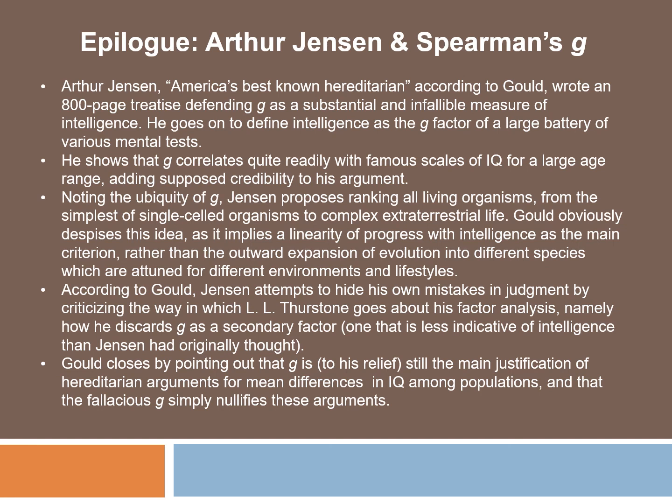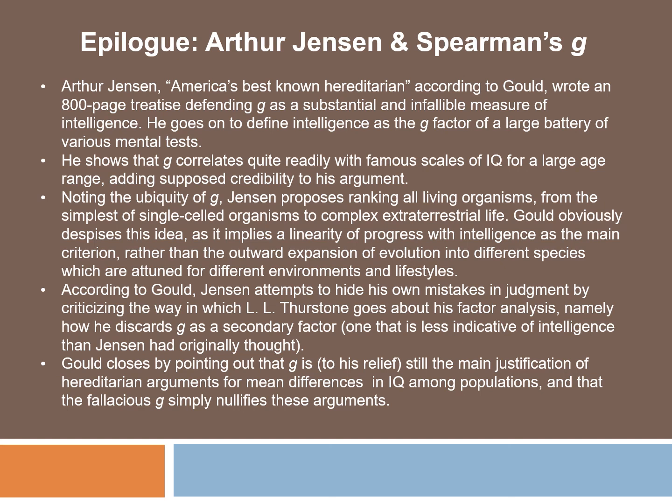So moving into the epilogue, looking at Arthur Jensen and Spearman's G. Arthur Jensen is America's best known hereditarian, according to Gould, and wrote an 800-page treatise essentially defending G as a substantial and infallible measure of intelligence. He goes on to define intelligence as the G factor of a large battery of various mental tests, right? So Jensen shows that G correlates quite readily with famous scales of IQ for a large age range, adding supposed credibility to his argument, right?